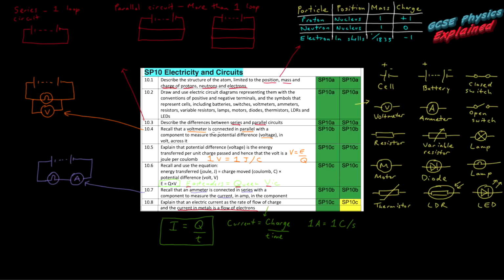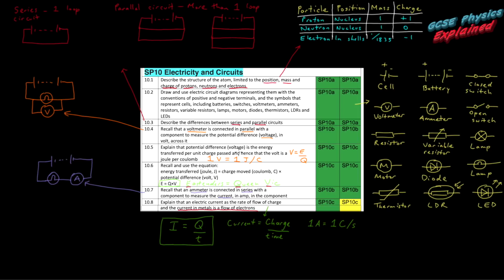Recall that a voltmeter is connected in parallel with a component to measure the potential difference or voltage in volts across it. So in other words, if we're using this voltmeter here to measure the voltage of this bulb, then you put it in parallel across it like that. Parallel means two things come at once.